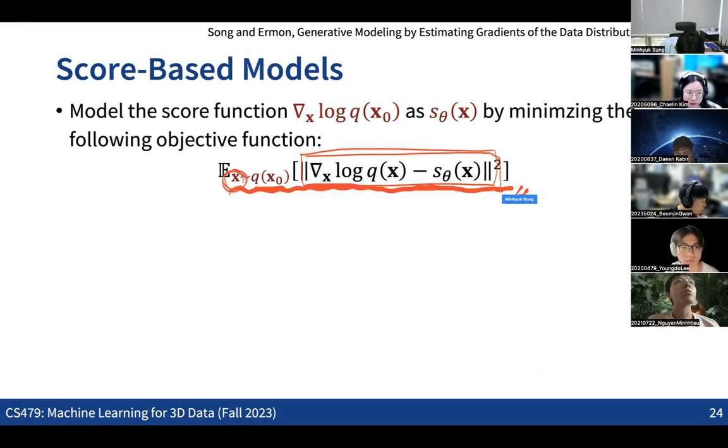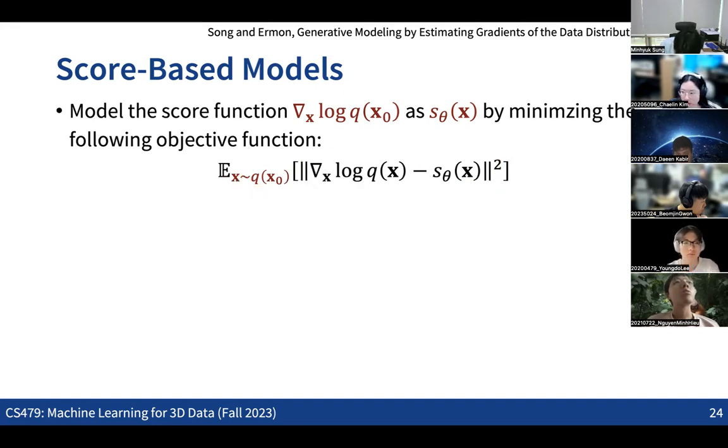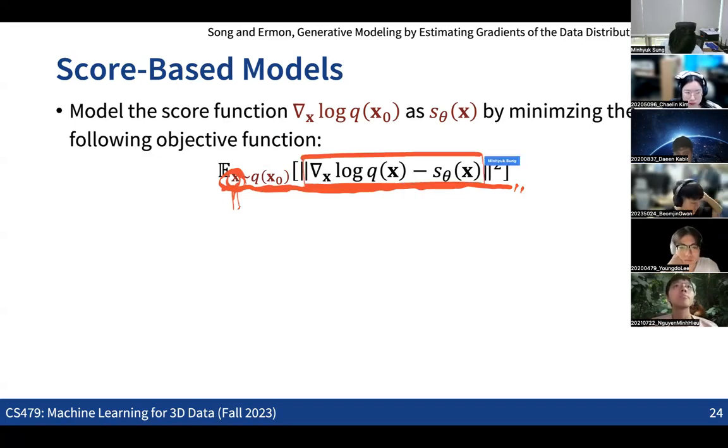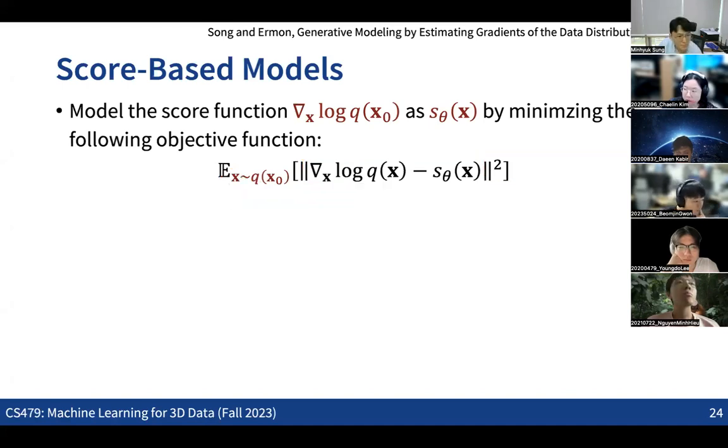But can you see the problem with this model, especially this objective function? We are sampling the data point X from our data distribution, calculating the score for the sample, and then checking whether our score prediction network can accurately predict the score at the point that we sampled from the data distribution. What is the issue with this? Any idea?